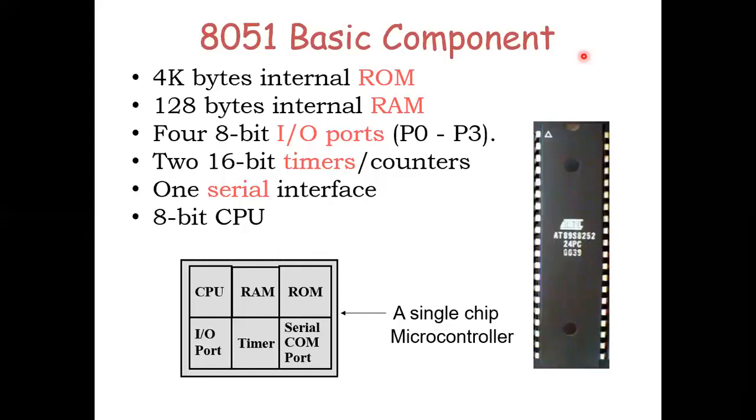The 8051 has these basic components: 4K bytes internal ROM, 128 bytes internal RAM, four 8-bit input-output ports, that is P0 to P3, two 16-bit timers and counters, one serial interface, and an 8-bit CPU. As we said already, if a CPU has internal memory, timers, serial port and input-output ports, that total unit is called a microcontroller. This is a single chip microcontroller.